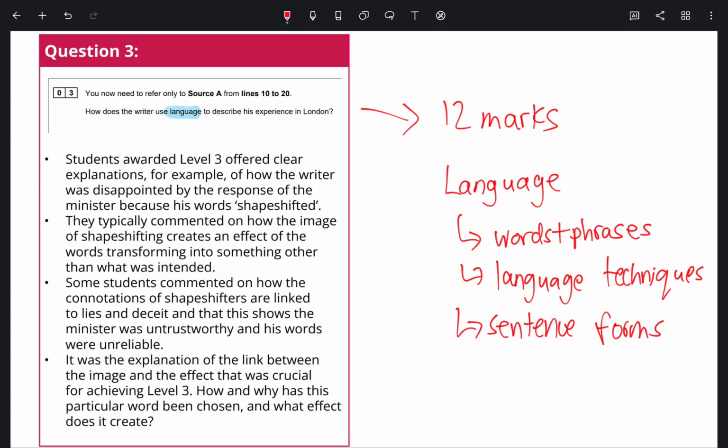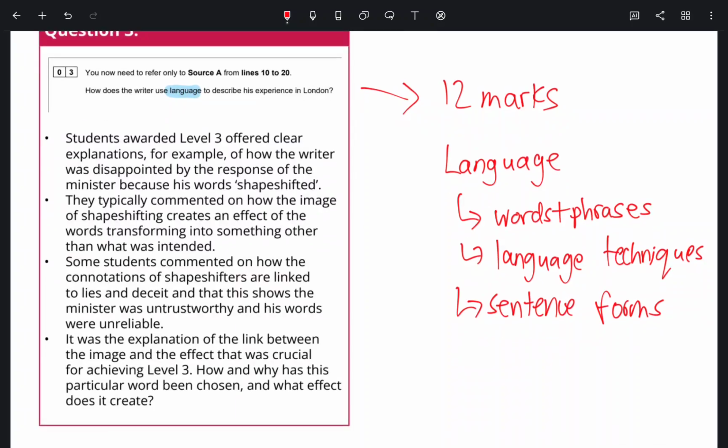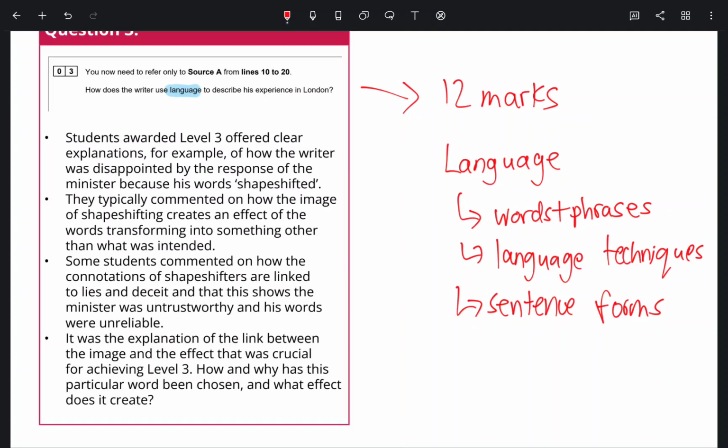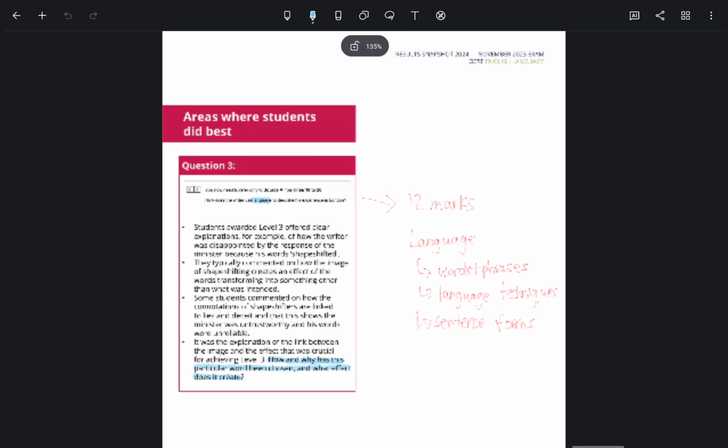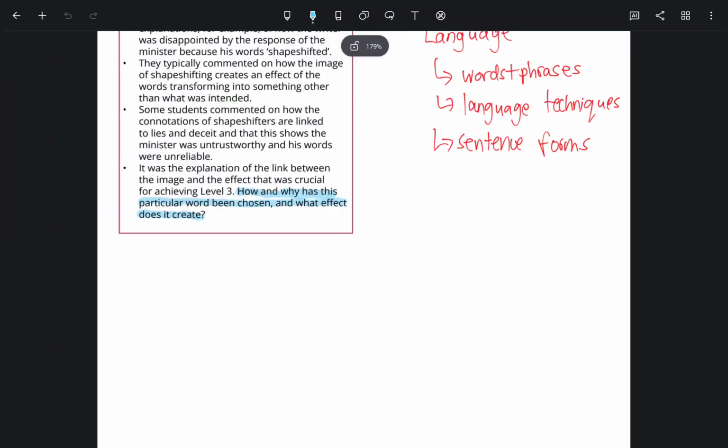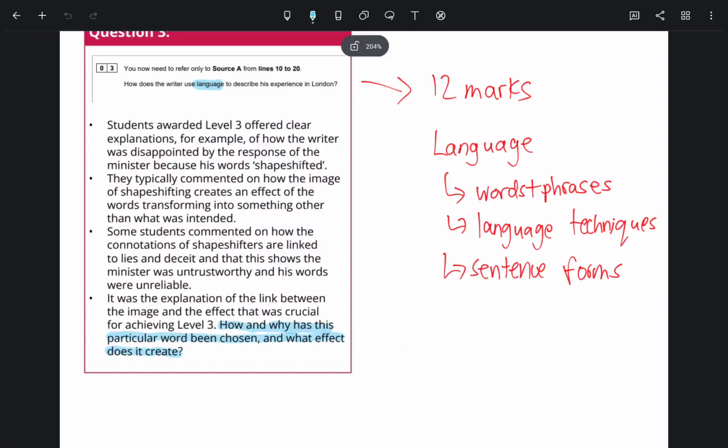How and why has this particular word been chosen, and what effect does it create? So these, to those of you watching this right now, these are questions you need to answer in your exam on Thursday for language paper 2. So ask yourself, how and why has this particular word been chosen, and what effect does it create? Because if you can answer that, then you are well on your way to achieving the top marks for that question. So that's question number 3 covered. Just to give you a breakdown. Now, question number 4, we don't have, but these are some areas for you to look at and prepare for.